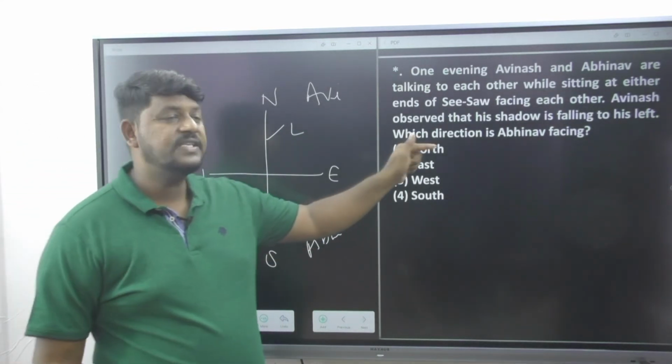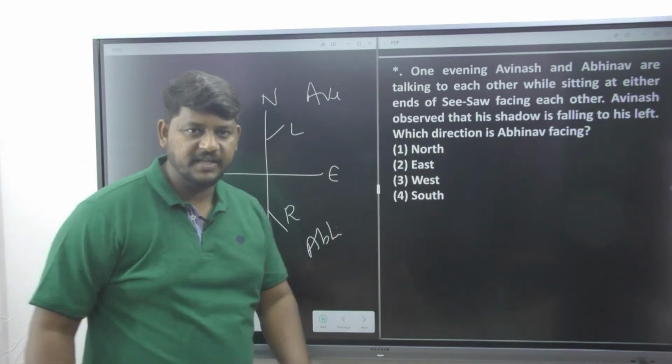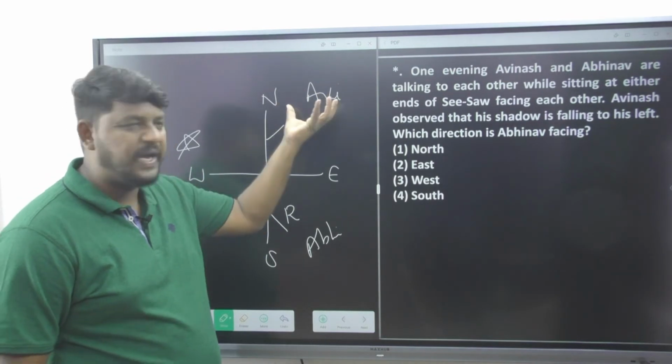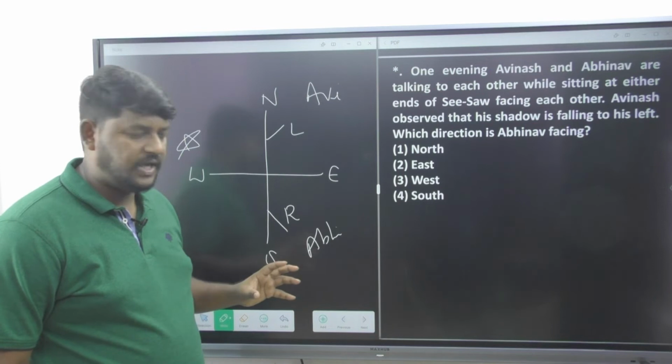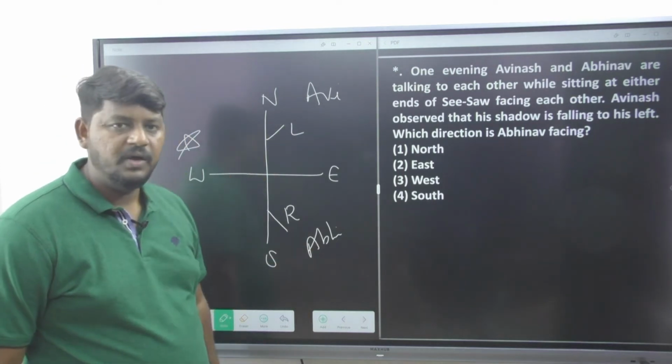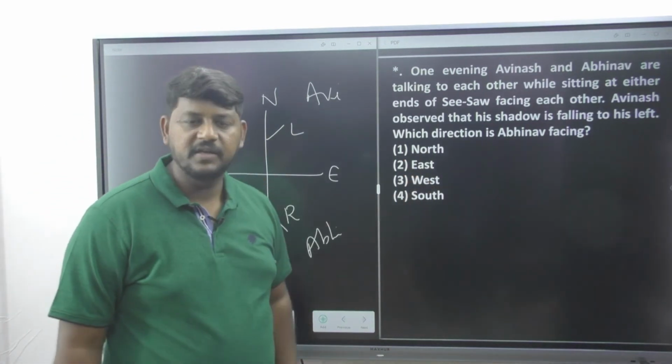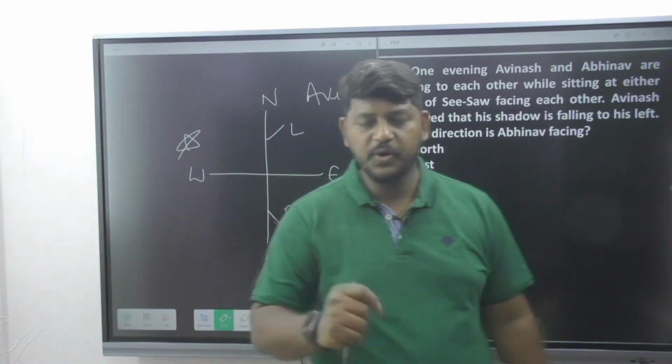That's it. Now what is my question asking? Which direction is Abhinav facing? See, the information is completely based on Avinash. Now the question is asking about the opposite person. Abhinav is facing what direction? North direction. That is option number 1. I hope you understood this.